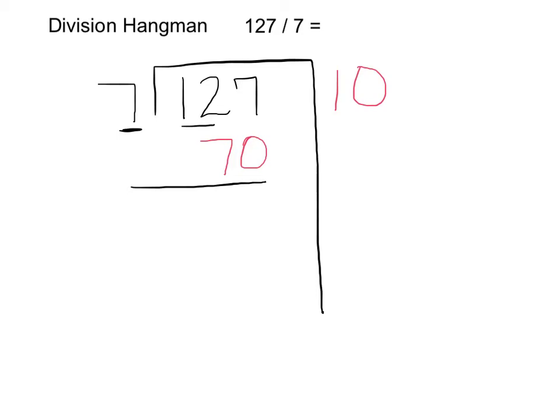The next step in a division problem is now I'm going to subtract. I'm going to put a minus sign here. Now I'm going to say 7 minus 0 is 7. 2 minus 7, oh, I can't do that. So I'm going to say 12 minus 7 is 5.